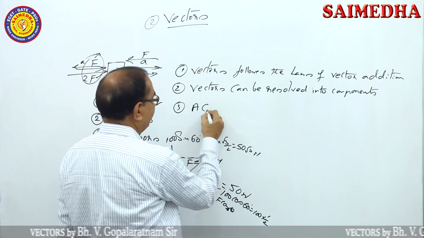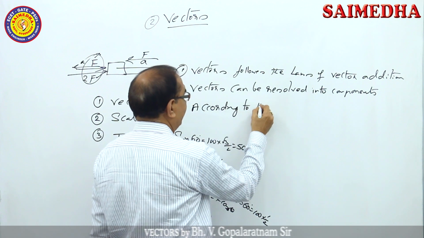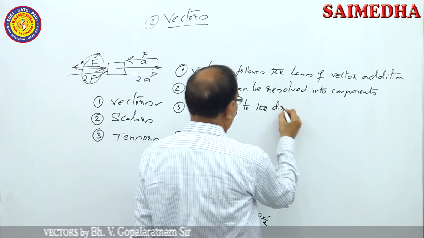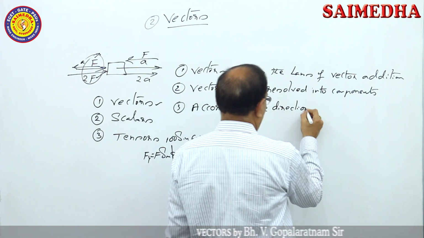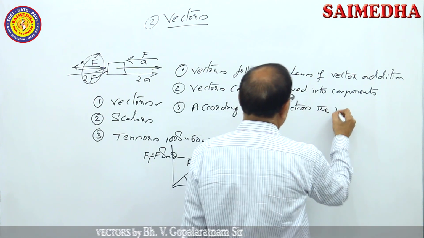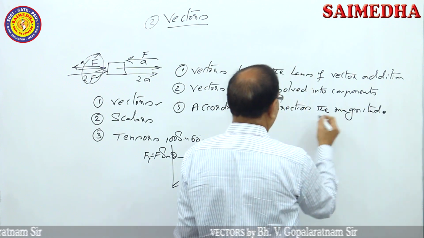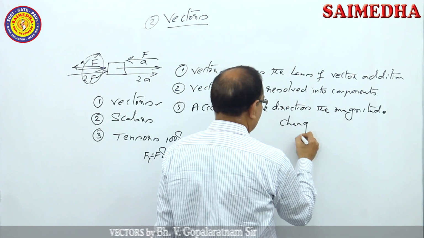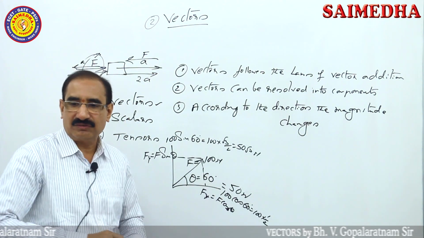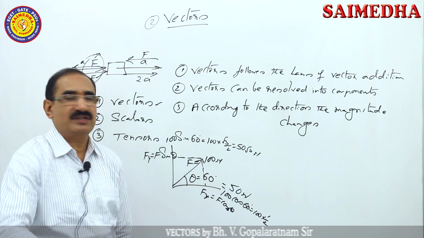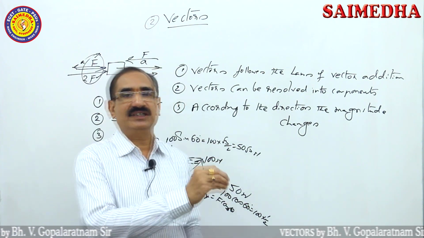So vectors will have different magnitudes in different directions, meaning according to direction the magnitude of the vector changes. So the third character is, according to the direction the magnitude changes. Like this, it has three characters. So vectors mean not only magnitude and direction. They will have three characters.